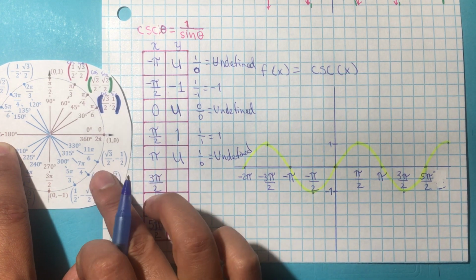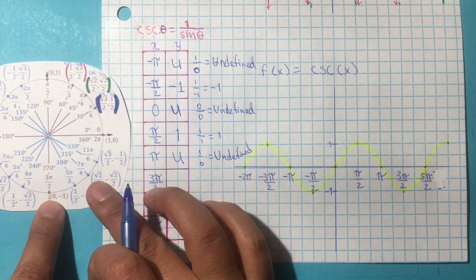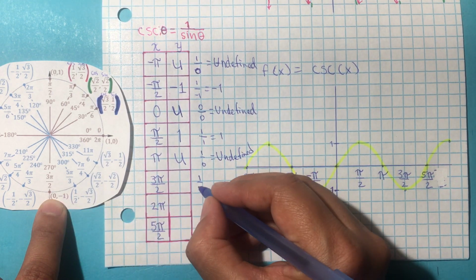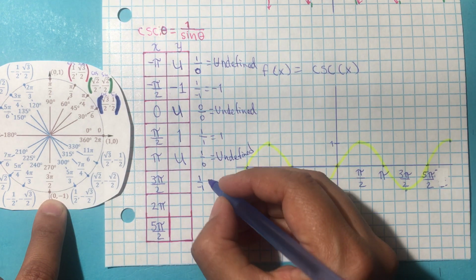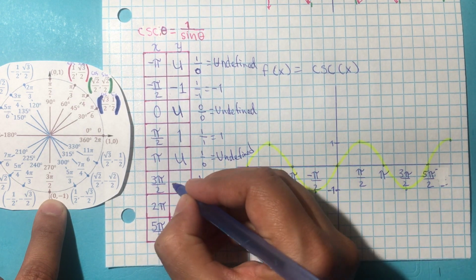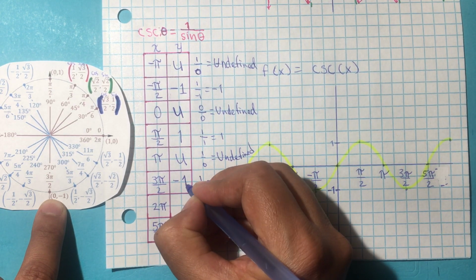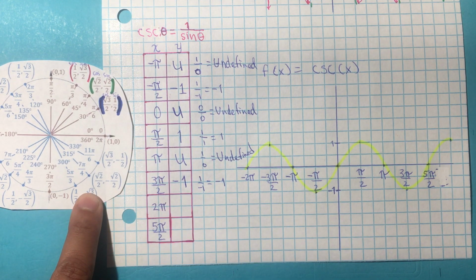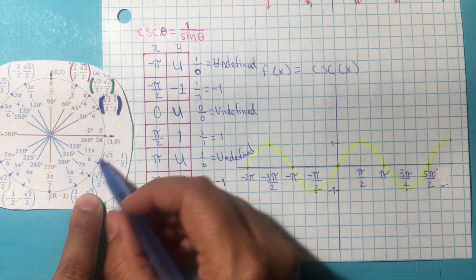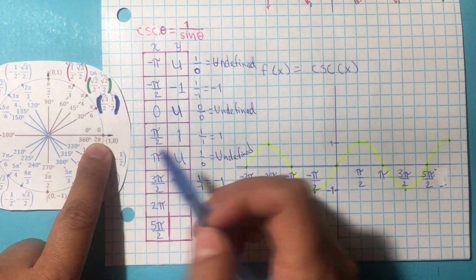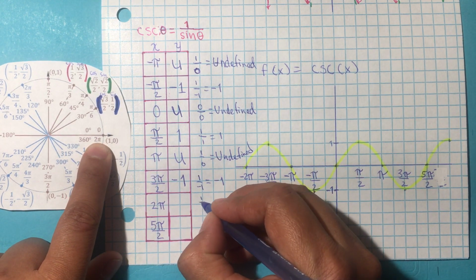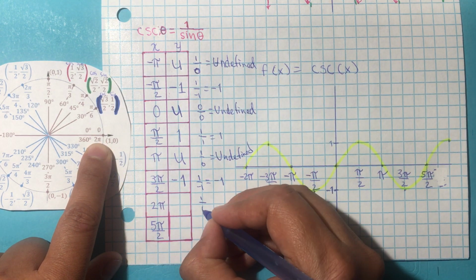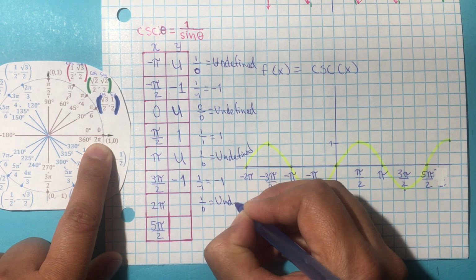3/2 of pi, or 3 pi over 2, is 1 divided by -1. Remember that the sine is the y value, so it's -1. And I keep repeating this so that you keep remembering. It gets easier and easier the more you repeat it. 2 pi, it's right here. Sine is the y value, so it's 1 divided by the y value, which is 0, and so that's undefined.